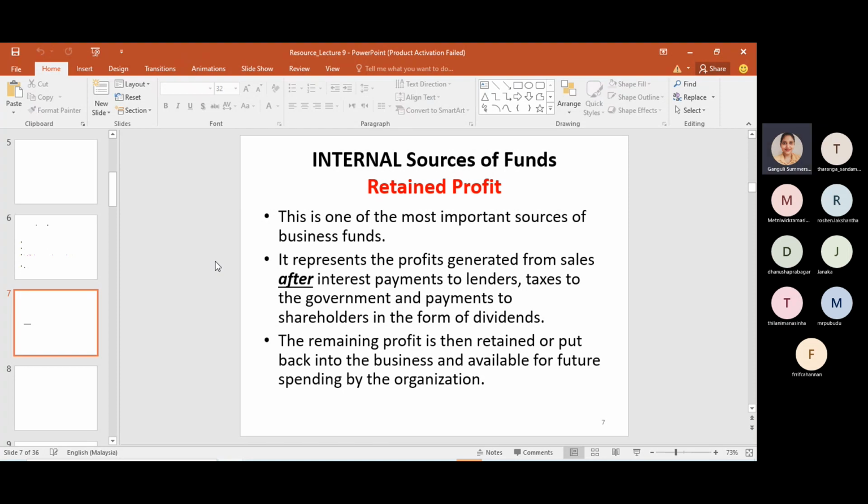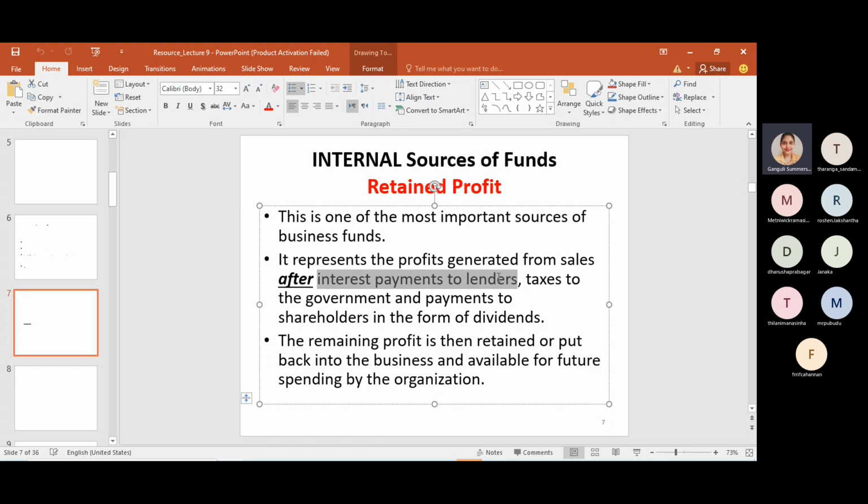Okay, so yeah, retained profit represents the profits generated from sales after interest payments to lenders, taxes to the government, payments to shareholders in the form of dividends.